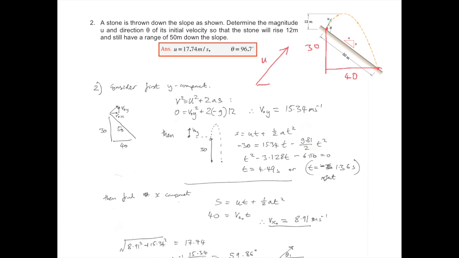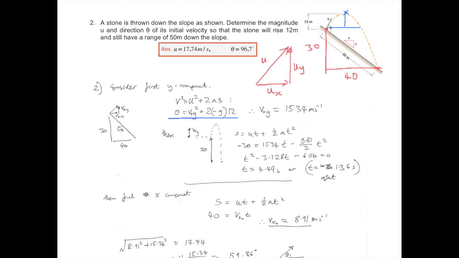then really the question boils down to finding two unknowns: ux, the x component of the speed, and uy, the vertical component. Now, the first part of the question is: what speed uy is required for it to move 12 meters vertically before it comes to a stop? This we can find by applying constant acceleration.